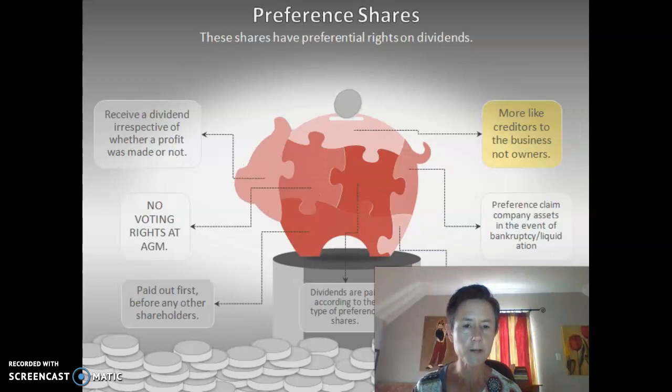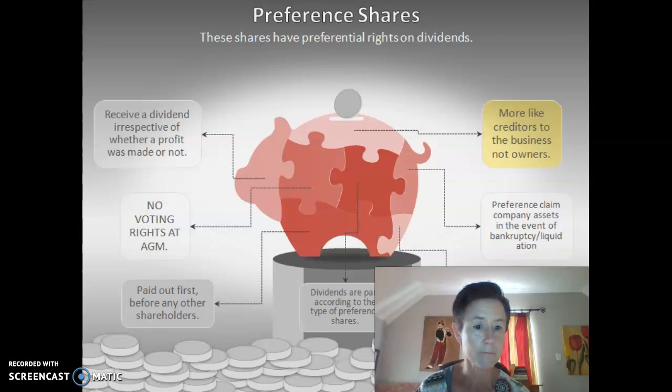Now, when we look at preference shares, these shares have preferential rights on dividends, right? You receive a dividend regardless of whether there is profit or not. But you have no voting rights at the AGM, unlike the ordinary shares. You're paid out first, preferential, before any other shareholders. But you're more like a creditor to the business than an owner.